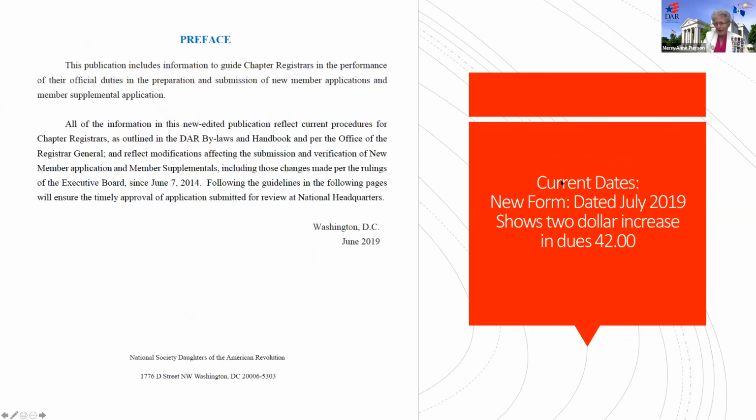So the current dates, formatting, the current application date is dated July 2019. If you're using an older version, get rid of it. It is not going to work, and they will send it back to you and tell you to put it on the right one. That happened to me once already.